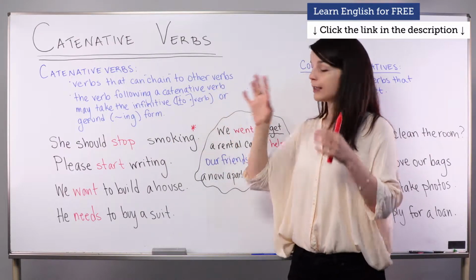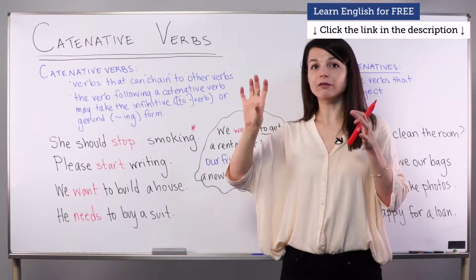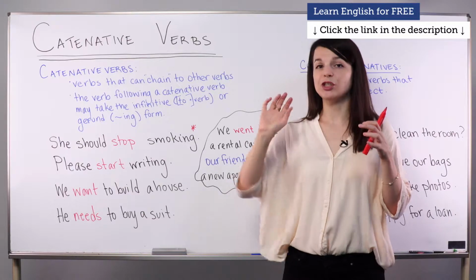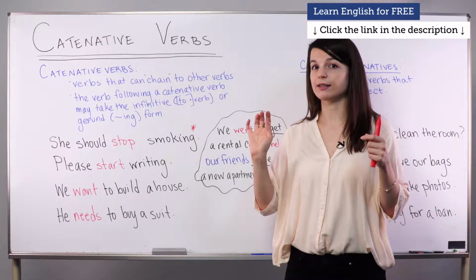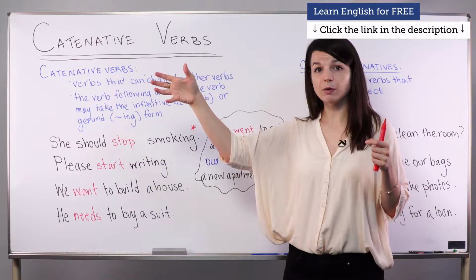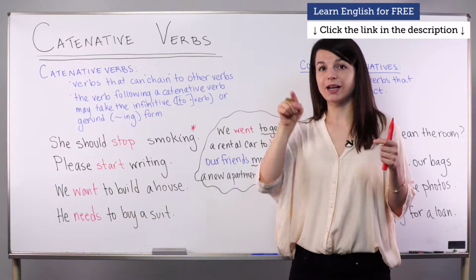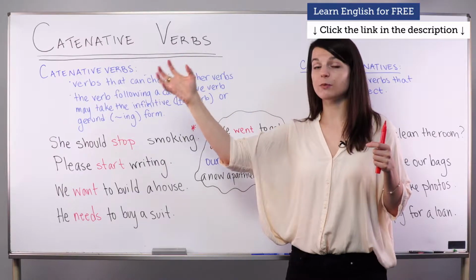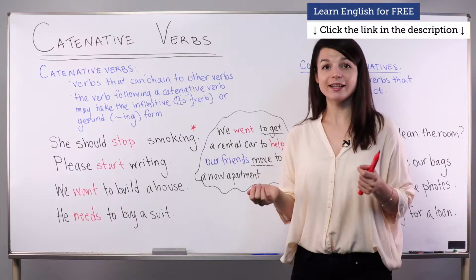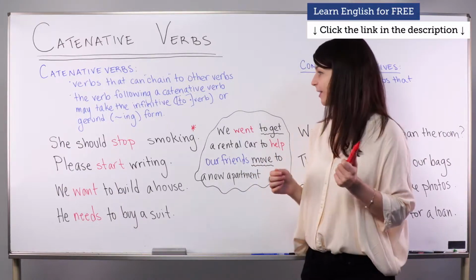So we use catenative verb plus infinitive or catenative verb plus gerund when we make these sentences. So it's like the verb that we begin with and then our chaining verbs come after that. So the first verb is the catenative verb. Let's take a look at some example sentences then.